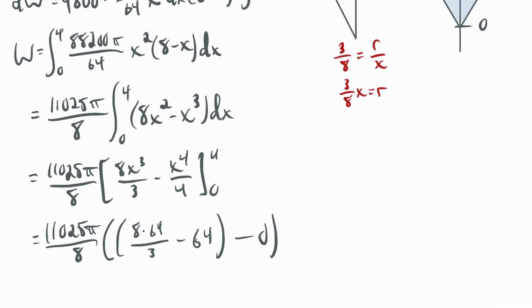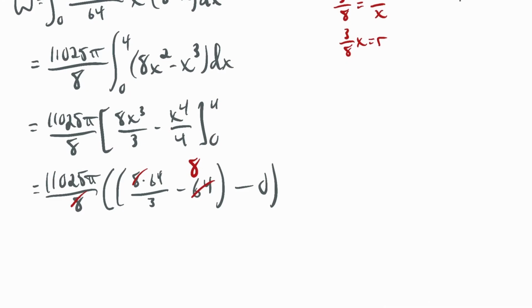And I notice I've got an 8 here and an 8 here. This is divisible by 8, so I'm going to go ahead and reduce, and cancel that, cancel that. This reduces to 8, right? So I'm going to have 11,025 pi times 64 over 3 minus 24 over 3. Okay, so that's 40 over 3.